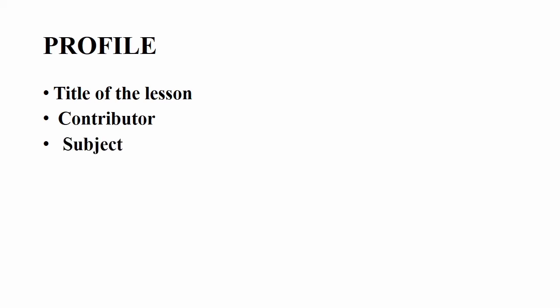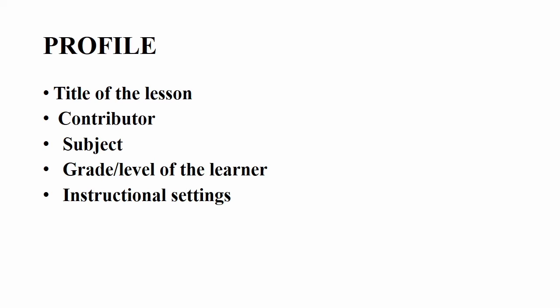Now see in detail what a profile is. When we talk about the profile of the lesson plan, it includes the title of the lesson, for example about Shakespeare or another person, or whether the lesson is about biology, chemistry or physics. Then the contributor, meaning the resource person, instructor or teacher. Then the subject, such as chemistry, biology, physics, English or social science. And the grade level of the learners, the students, such as first standard or second standard. We see the level of the student in the profile.